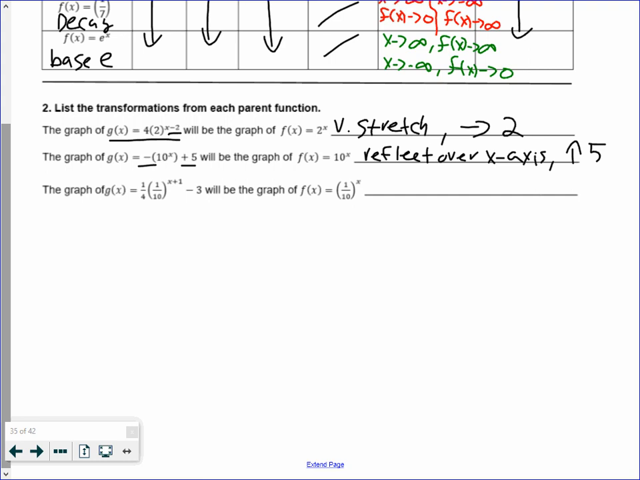And lastly, for the last one, we have an a value of 1/4. So it's a vertical compression. And then we have an h value of negative 1, since it's raised to the x minus h. So it's shifted to the left by 1. And then we have a negative 3 for our k value. So we shift down by 3.